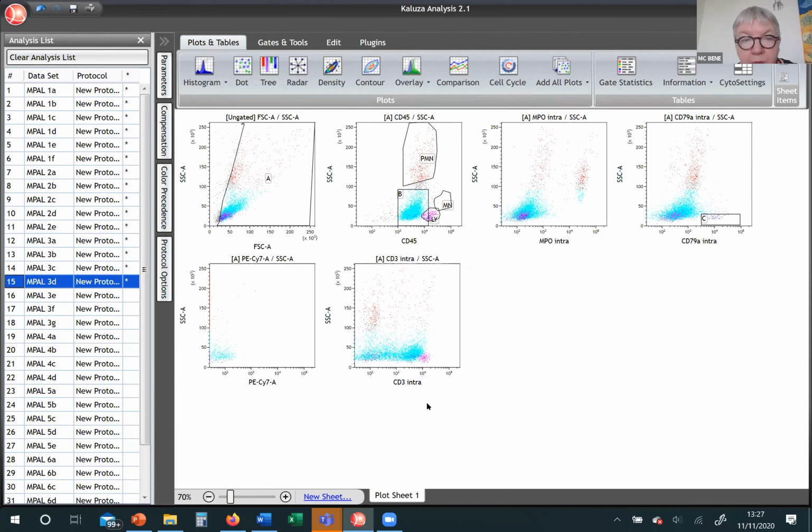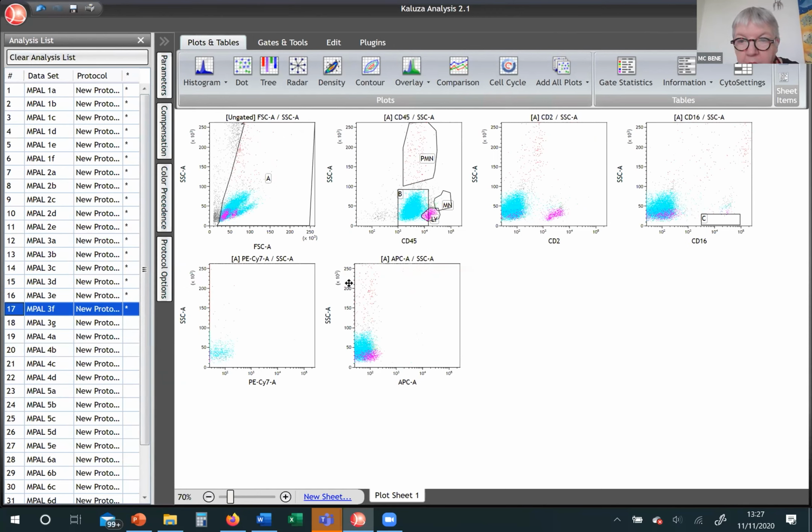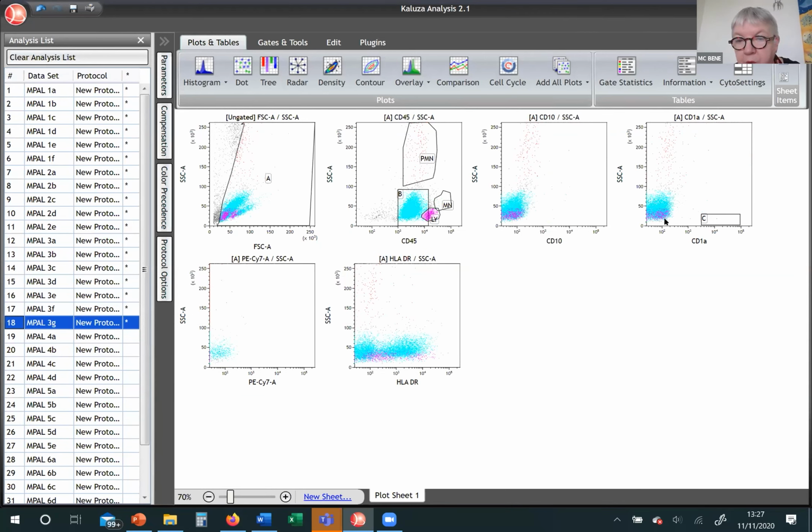That's the phenotype of a T ALL. So we go on to see if it's really a T ALL. We see that there's no surface CD3, that's only the remaining lymphocytes. We find a little bit of CD5, not too bright, no CD8. No CD2, no CD16, no CD1a, no CD10, and some HLA-DR. So if we make the sum, we have a phenotype of a T ALL with abnormal expression of CD33.